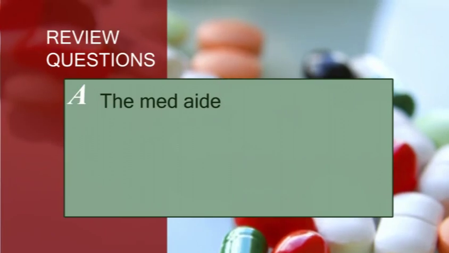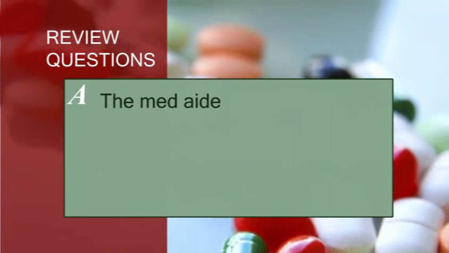You will want to take time to familiarize yourself with a variety of physician orders, so that when you are working as a MedAid, you'll feel very comfortable when physician orders are received. Remember, always turn to your supervisor for any questions that you may have.